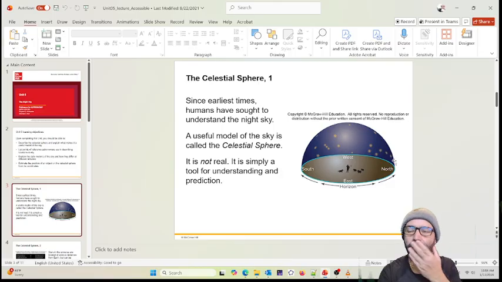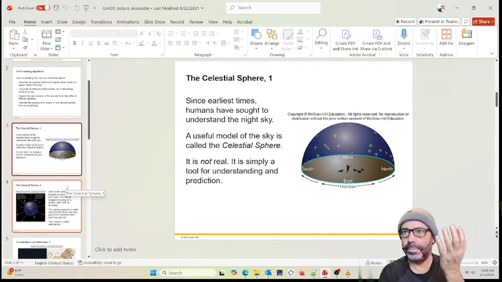Okay, is it real? No, it's not. Is it useful? Obviously it is, to understand where objects are and also predict their location, to locate objects in the sky and also make some predictions in the future based on past histories.